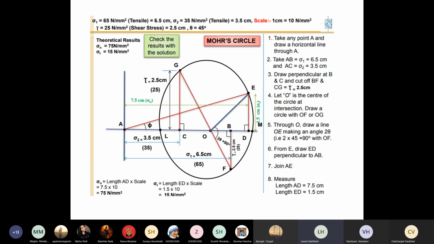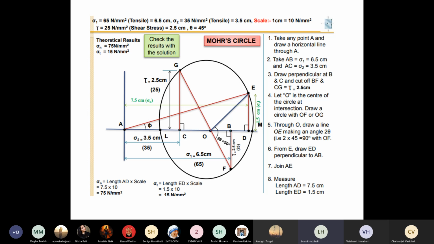Now, I've already told you, whenever you'll be solving the graphical method, you need to choose some scale, right? As you usually know, whenever you will be drawing any two-dimensional graph, the first thing is you always choose the scale, right? So a scale should be chosen very carefully, depending on the values, whether it will fit in your graph or not. So the scale I have chosen here is 1 centimeter is equal to 10 Newton per mm square, right? 1 centimeter is equal to 10 Newton per mm square.